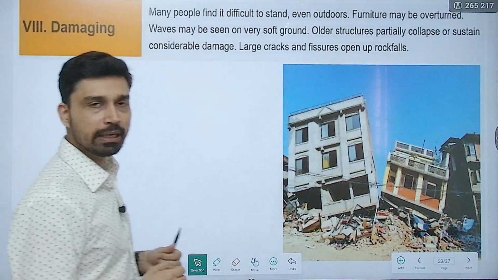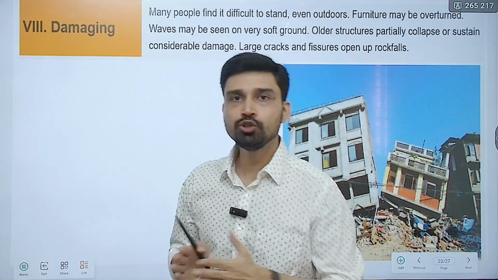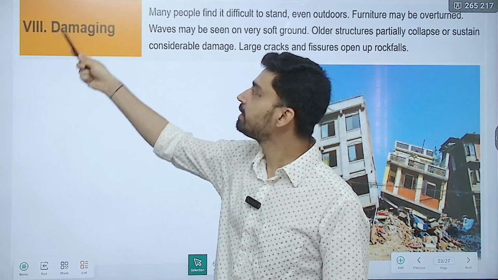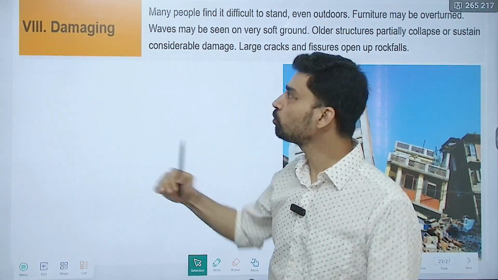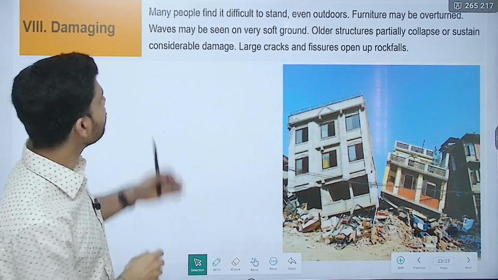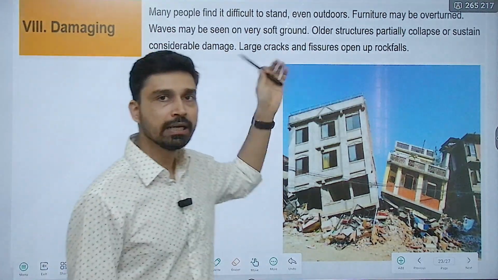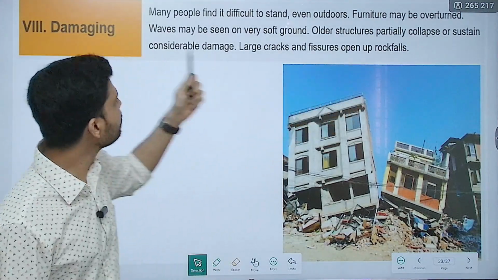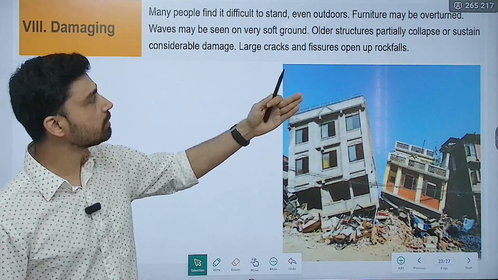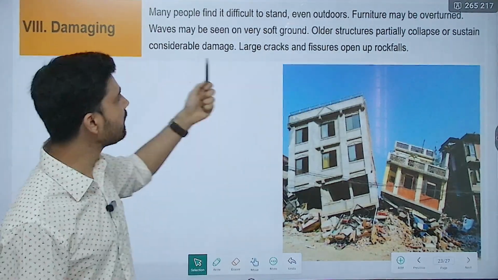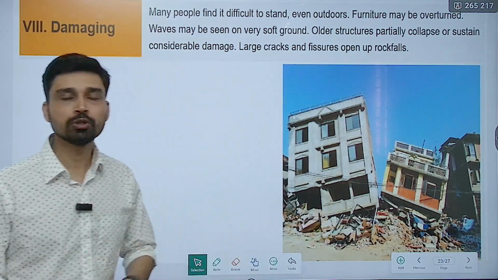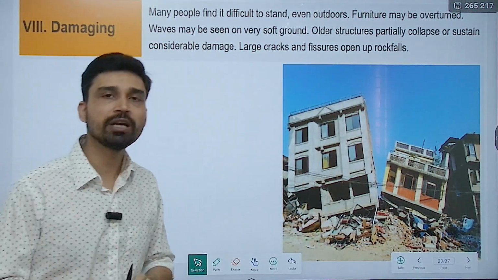Now, when we talk about Delhi and we say that it lies in Zone 4, what does it mean? It means that it lies on an intensity scale of 8. That means any earthquake will have a significant damaging effect on Delhi. For example, many people will find it difficult to stand even outdoors. Furniture may be overturned, waves may be seen on very soft ground, older structures partially collapse or sustain considerable damage, and large cracks and fissures open up, with rock fall. So that is largely the risk associated with Zone 4.